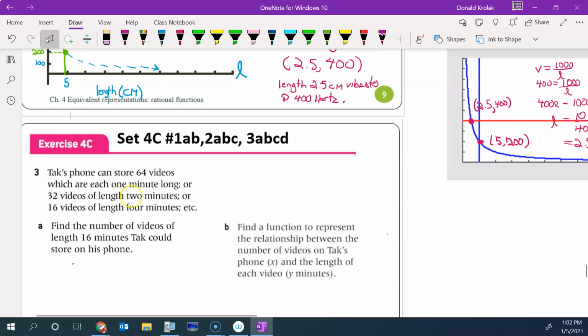Okay. Tack's phone can store 64 videos that are 1 minute long, 32 videos 2 minutes long, 16 videos 4 minutes long, etc. What's the number of videos 16 minutes long he can store on his phone? What you can do is just make a table. I got 64 videos. We'll make this videos, and this will be the length. That's 1 minute.